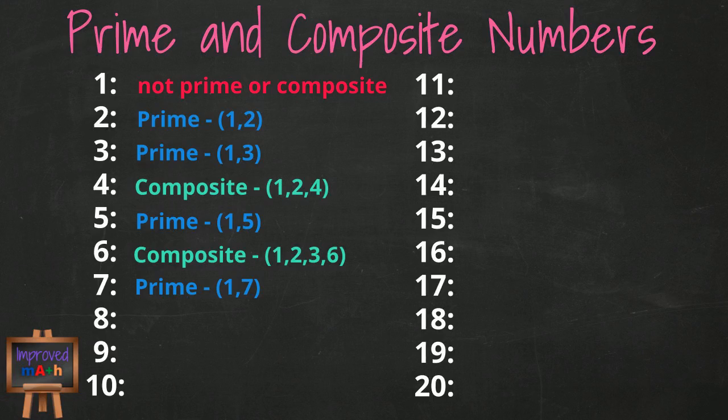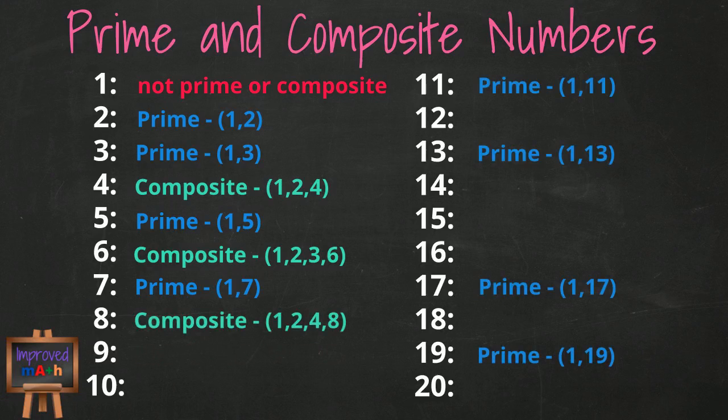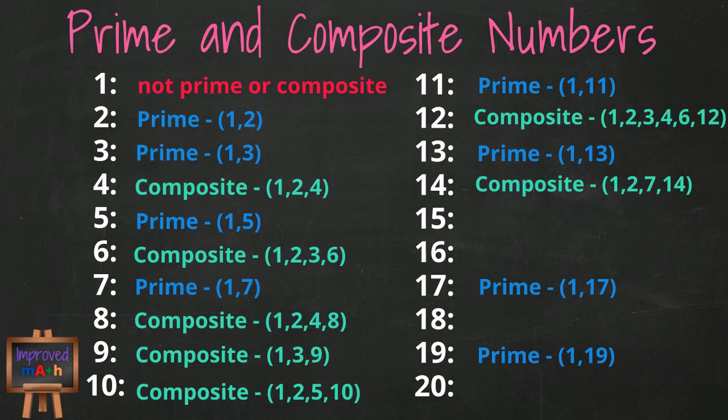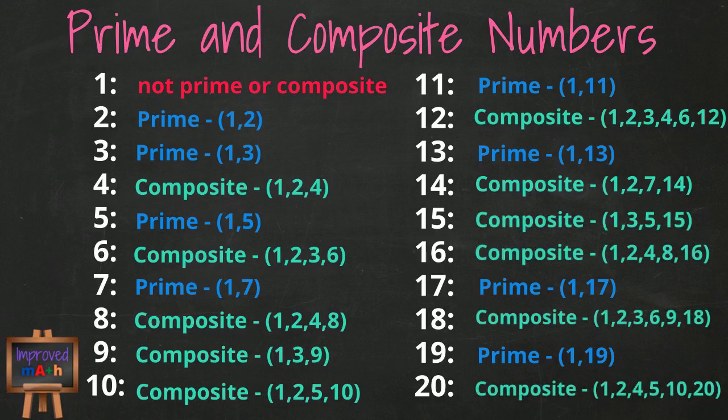If we continue to look at the rest of the numbers up to 20, you would see that the following numbers are prime: 11, 13, 17, and 19. 8, 9, 10, 12, 14, 15, 16, 18, and 20 are all composites.